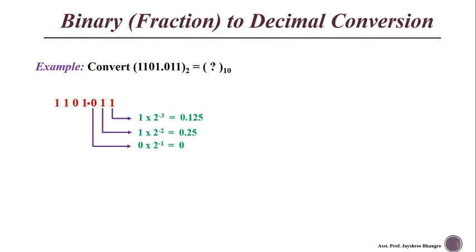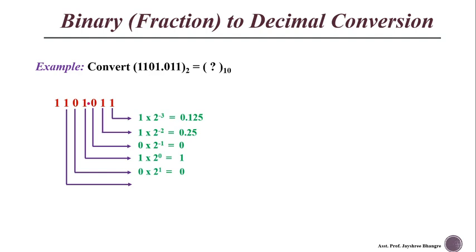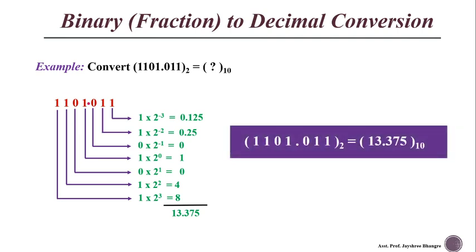So let's move towards the integer part. Let's start with the LSB bit of this integer part. The positional weight for this bit is 1 into 2 raised to 0, that is 1. For this 0, it is 0 into 2 raised to 1, that is 0. For the next bit, it is 1 into 2 raised to 2, that is 4. And the MSB bit is represented as 1 into 2 raised to 3, that is 8. After summing up, we get the answer 13.375. So we can write the final answer: the binary number 1101.011 is equivalent to 13.375 in decimal.